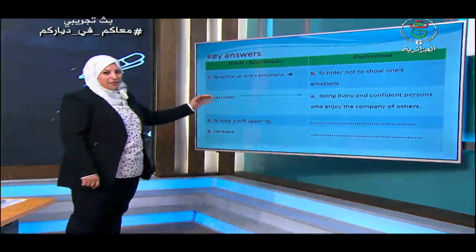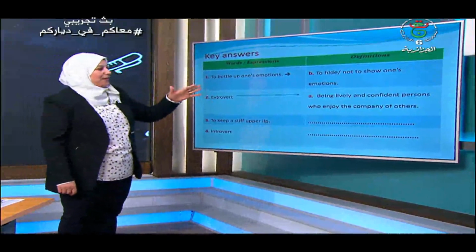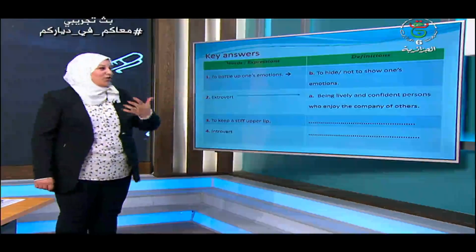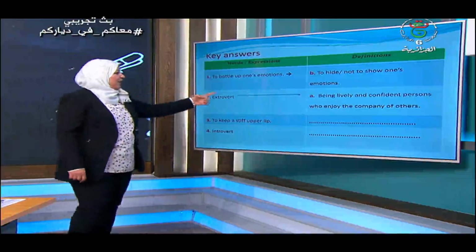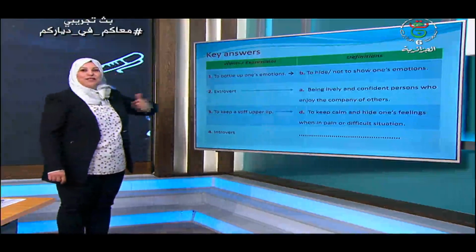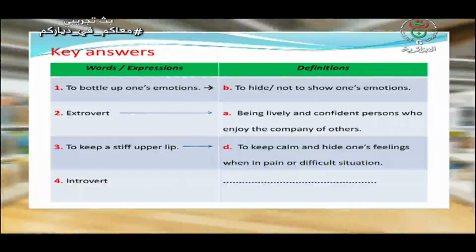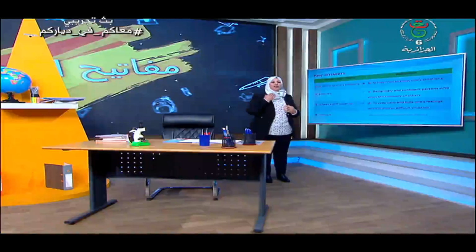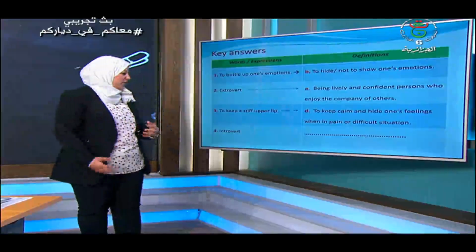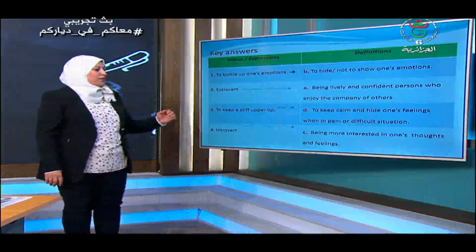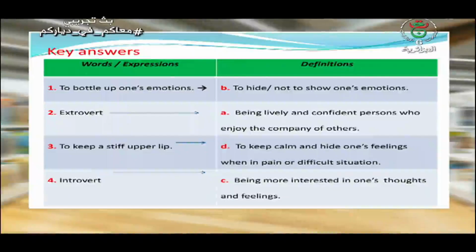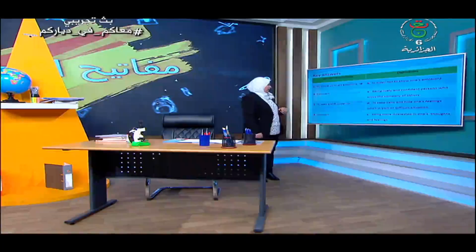Extrovert is an adjective. What does it mean? Being lively and confident persons who enjoy the company of others. You have extrovert, extra, it means exteriorize. To keep a stiff upper lip, to keep calm, and hide one's feelings when in pain or difficult situation. It means to keep your no reaction. People do not have any facial reaction. And the last one, introvert, it is also an adjective that means being more interested in one's thoughts and feelings.